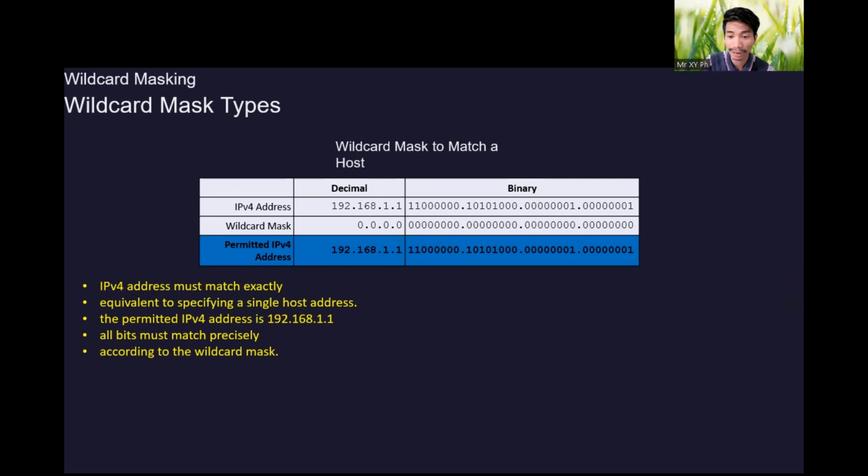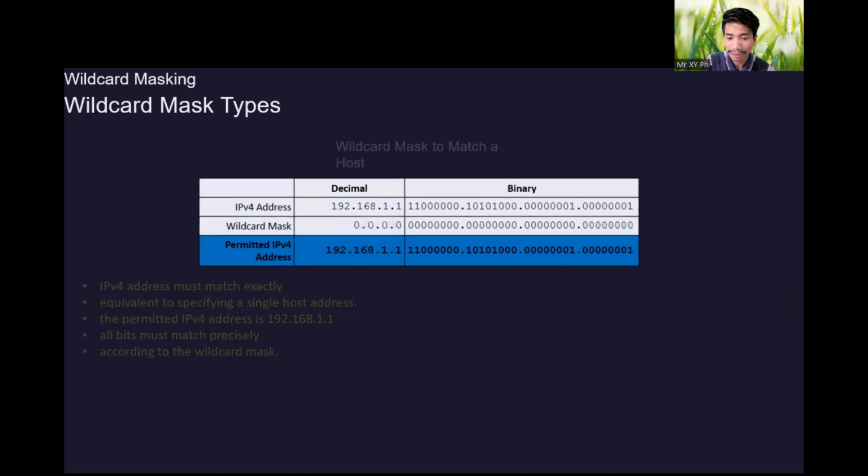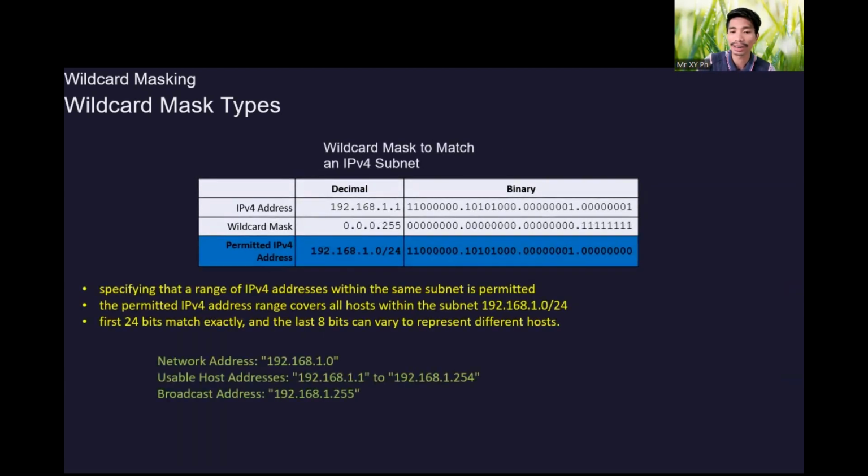Okay, so next one is the wildcard mask type to match the IPv4 subnet. We have the same IPv4 address as before, also converted to binary form. And we have the wildcard mask of 0.0.0.255. So we ignore the last octet and match the first three octets. So that's what the overview means, right?